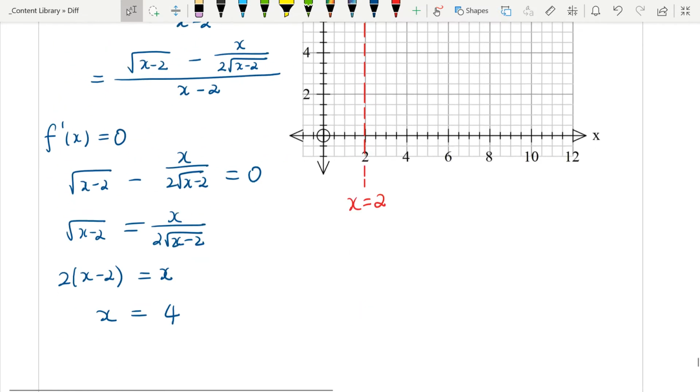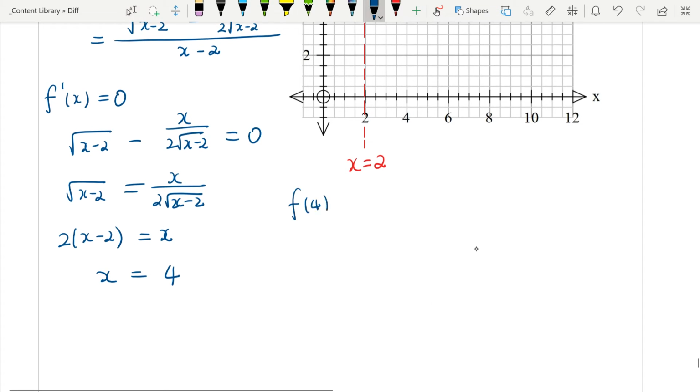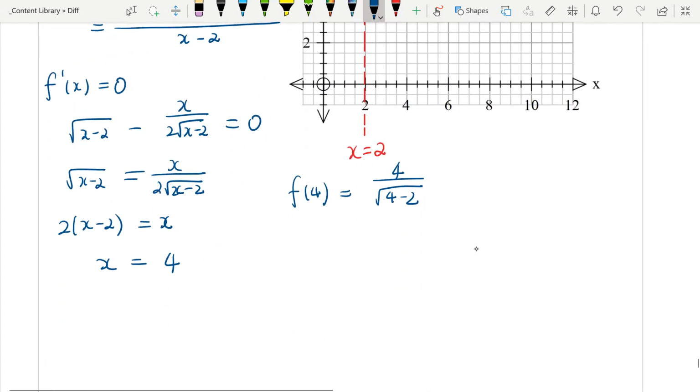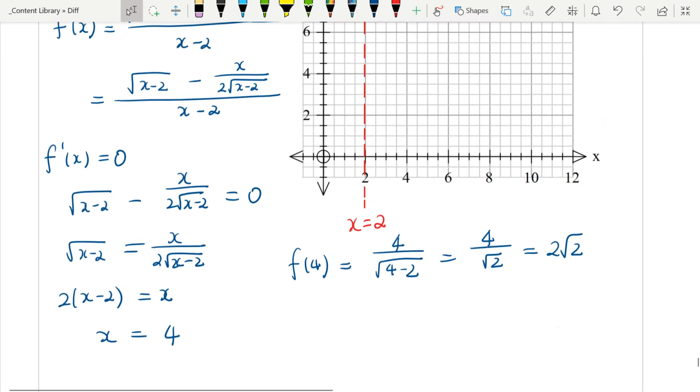Okay. And what's f(4)? It's 4 over square root of 4 minus 2, is it? And that's 4 over square root 2, and that's 2 root 2. So yes, 2.8, not up to 3, so about 3. So at x = 4 and y approximately 3, which is here.